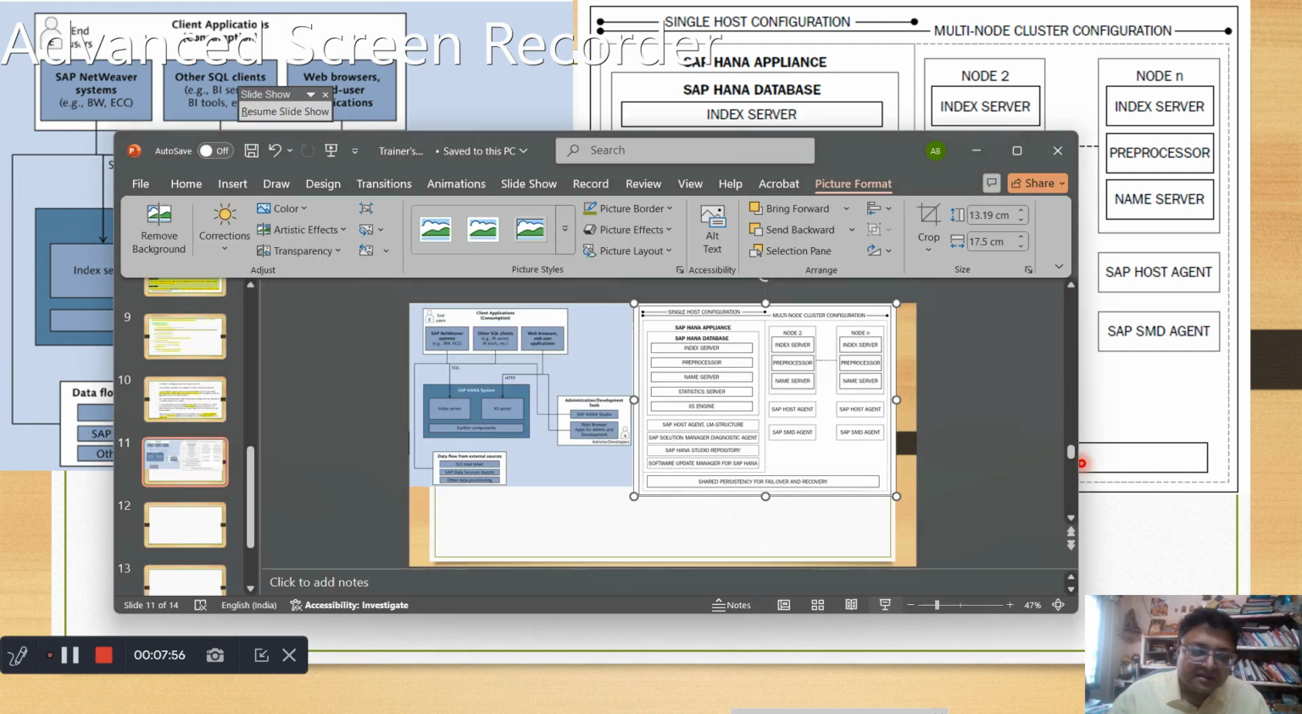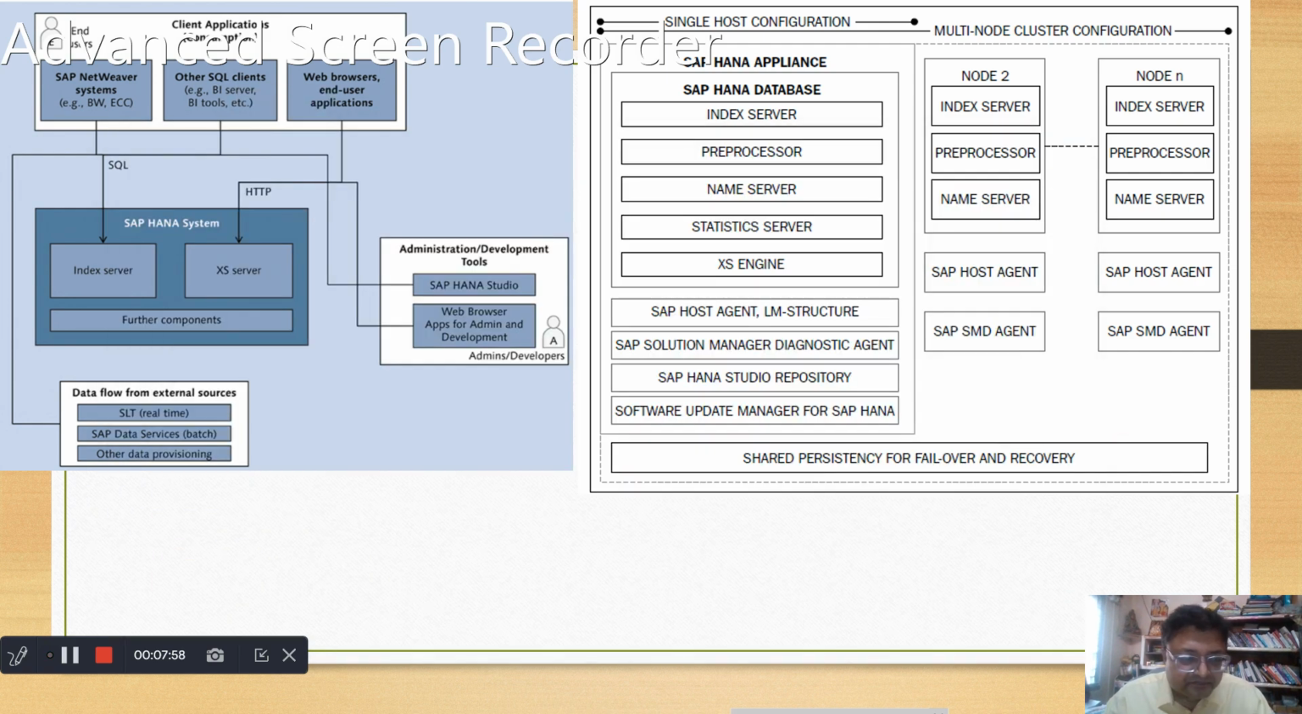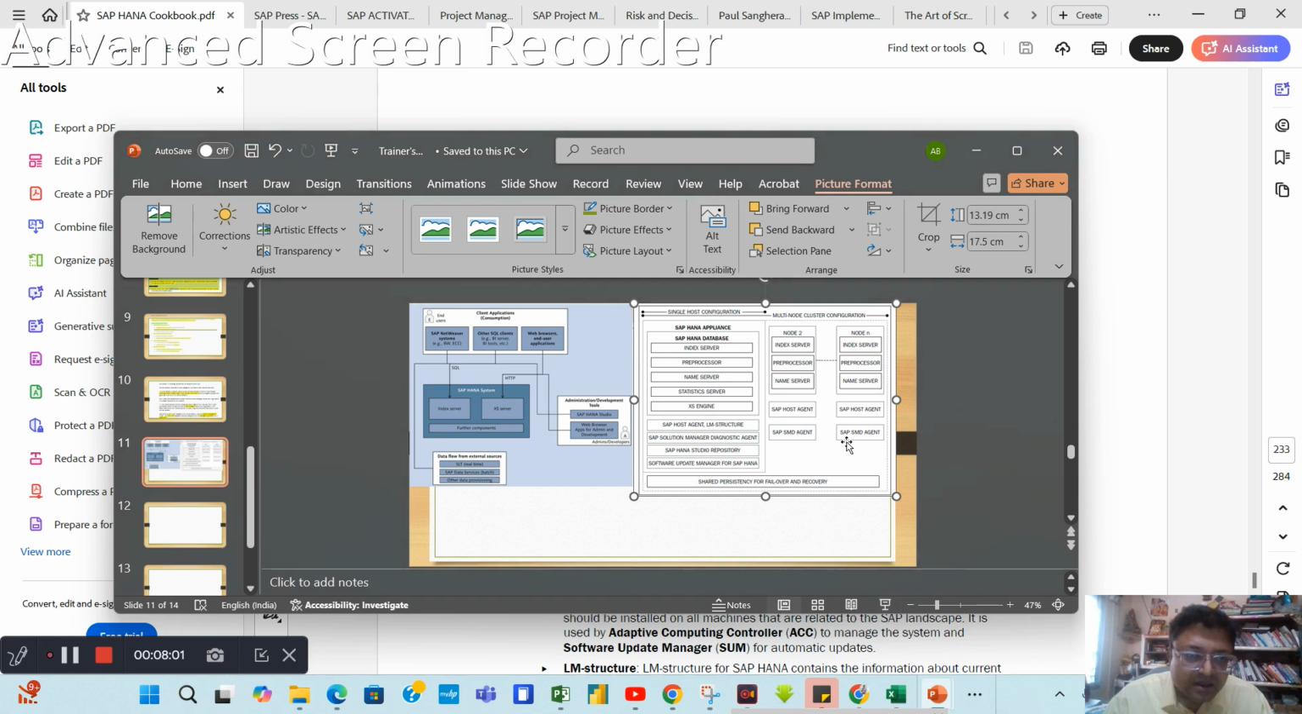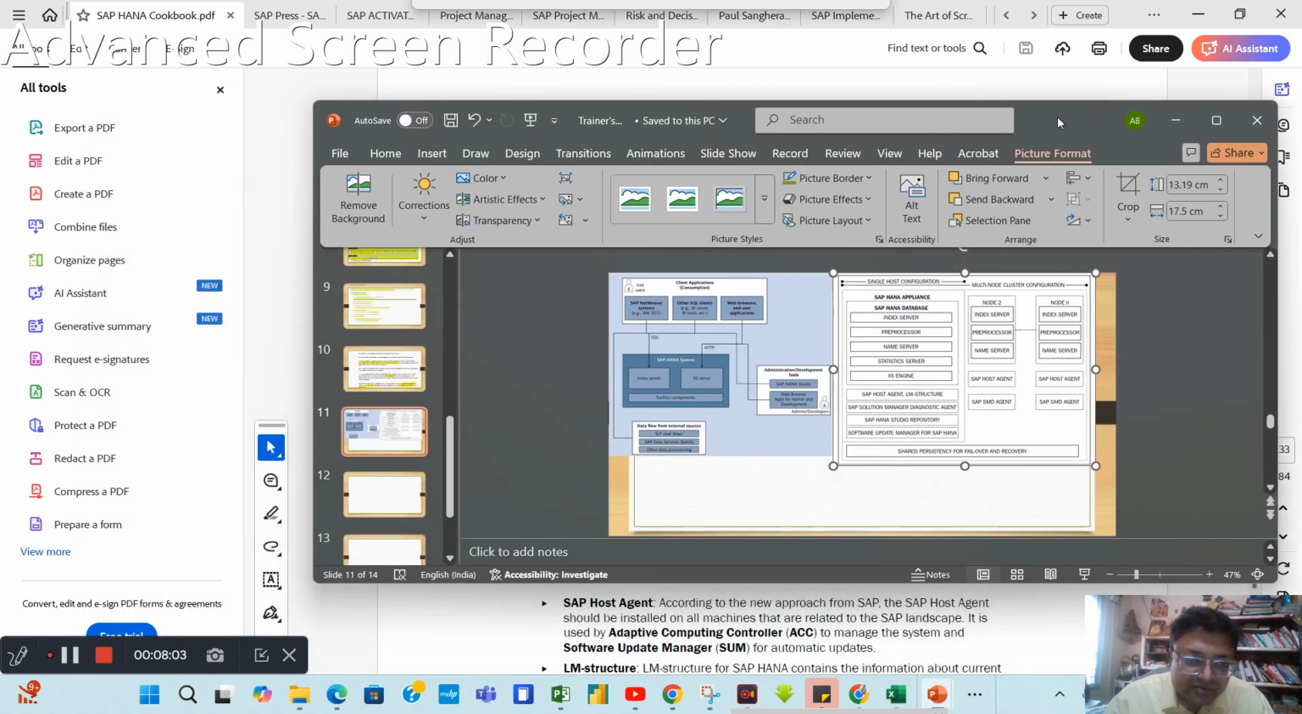Okay, now let us deep dive into the explanation. And while explaining, I will refer to these two diagrams.